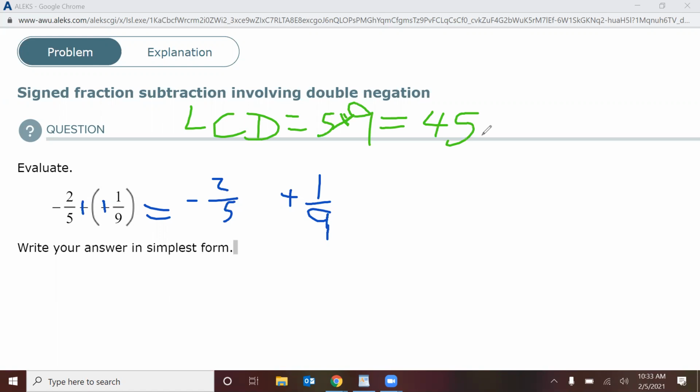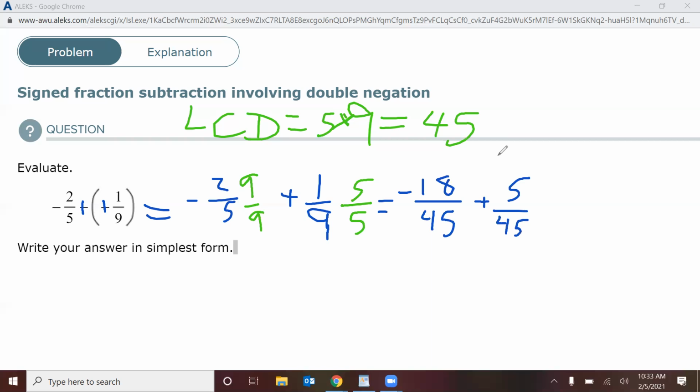Therefore, I need to multiply both denominators by whatever is required so that they both become 45. I will multiply the first one by 9/9 and the second by 5/5. And that should do the trick. So I'll get negative 18/45 plus 5/45. And negative 18 plus 5 is minus 13. And that's it. So the main new trick, technically, was to recognize that when you have minus and minus, you can make them both plus.